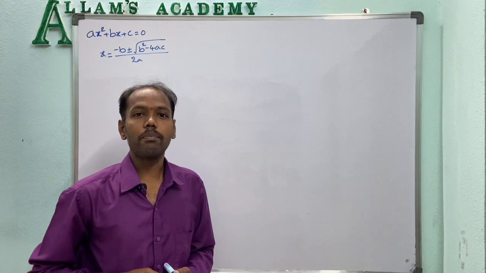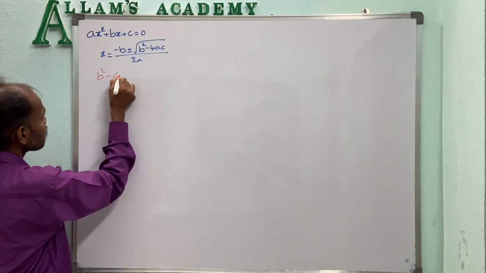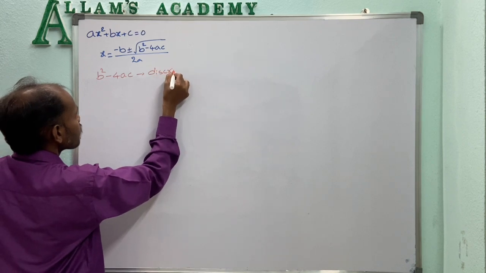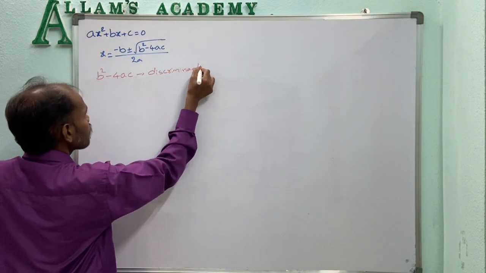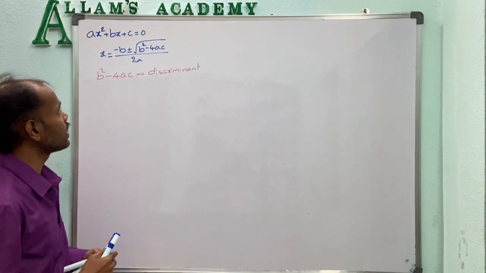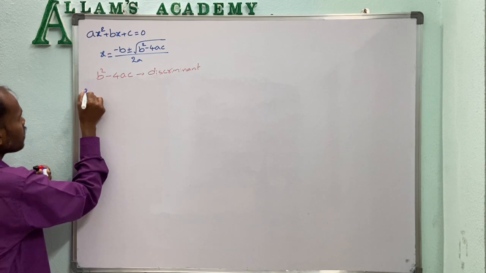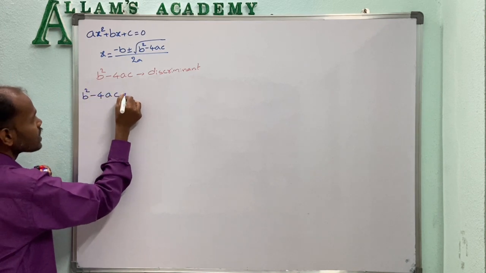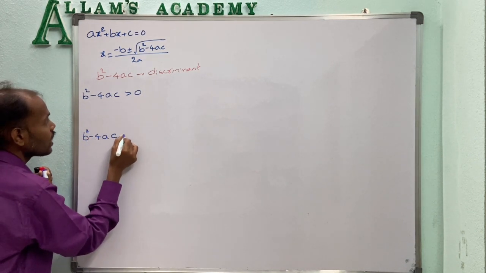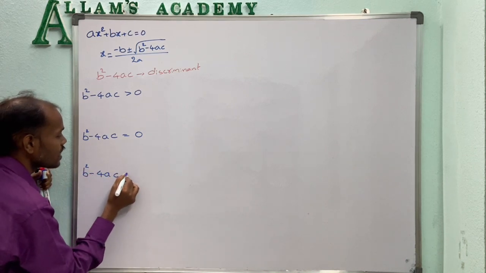That means the total answer for finding the roots of a quadratic equation depends on b square minus 4ac. So for that purpose, this b square minus 4ac is called the discriminant. Now if we observe, the discriminant has three types, that is three cases there. b square minus 4ac is greater than 0, otherwise b square minus 4ac equal to 0, otherwise b square minus 4ac is less than 0.